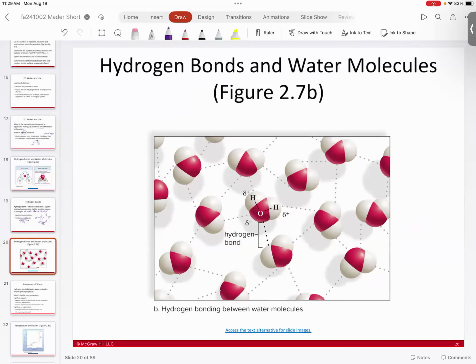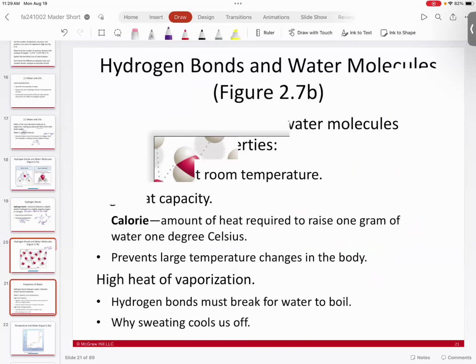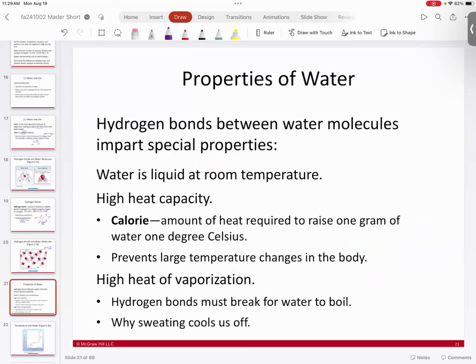This is water. So you can see how each water molecule is attracted to each other, and they create this sort of lattice work of hydrogen bonds, all interconnecting these water molecules. Now, this hydrogen bonding of water is what ultimately gives us the properties of water. And so what are the properties of water?